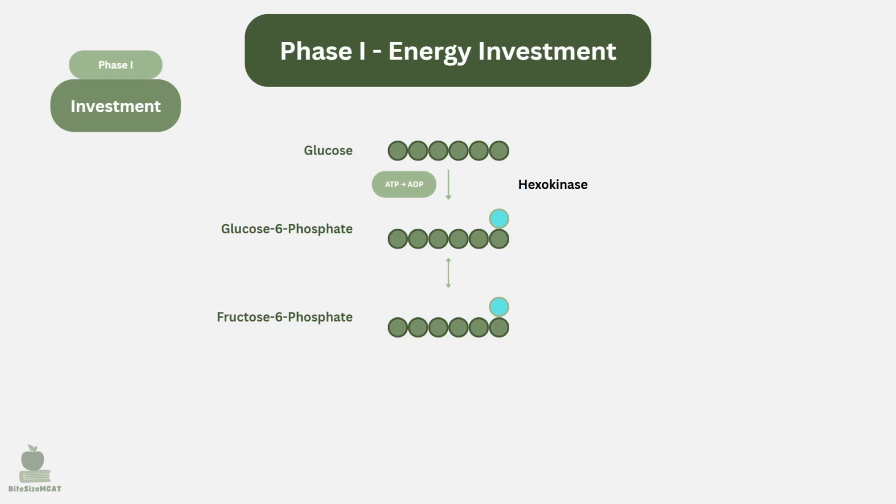So what type of enzyme isomerizes? Well, obviously it's going to be an isomerase. So if we have a glucose that is phosphorylated, that is then isomerized, it would make sense to call our enzyme phosphoglucose isomerase, and that's what we call it.